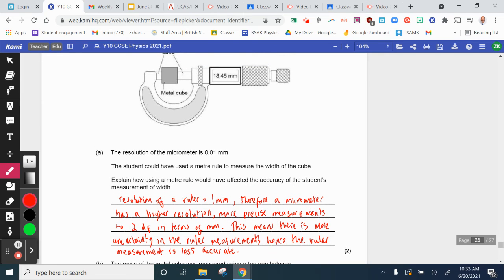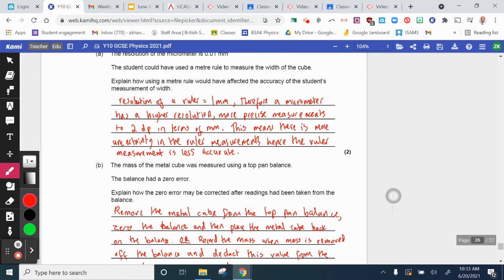So when we take the ruler measurement for the width of a metal cube, we're going to measure to the nearest millimeter. And so the value of the width is going to be slightly more uncertain. This means that the ruler measurement is less accurate. So one mark for stating less accurate for ruler measurement, and two for comparing the resolution of a ruler with the resolution of a micrometer. And those are your marks.